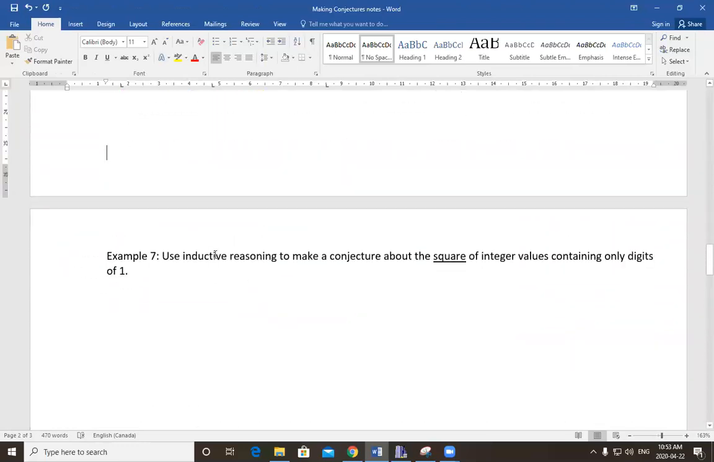Okay, so use inductive reasoning to make a conjecture about the square of integer values containing only digits of 1. Okay, so I think we'll do the easiest. We'll go 1 squared. The next one will be 11 squared. And we'll do 111 squared. So these are numbers only containing 1. So we have 1, we have 11, and we have 111.